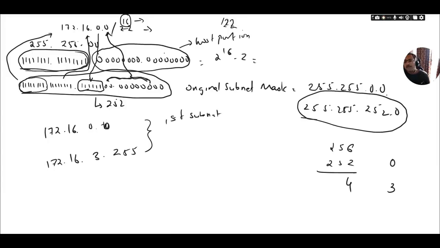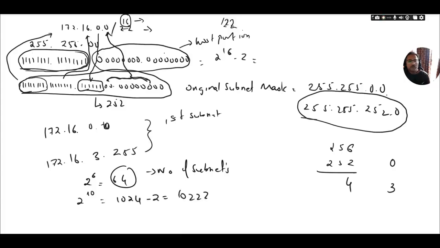So this will be your first subnet. How many subnets are possible? 2 raised to the number of bits which are on, which is 6. 2 raised to 5 is 32, 2 raised to 6 is 64, so 64 are the number of subnets. Now how many hosts per subnet? 2 raised to 10 is 1024, but we have to subtract 2 for each subnet, so total 1022 usable host IPs.